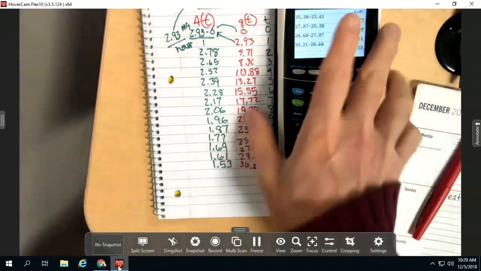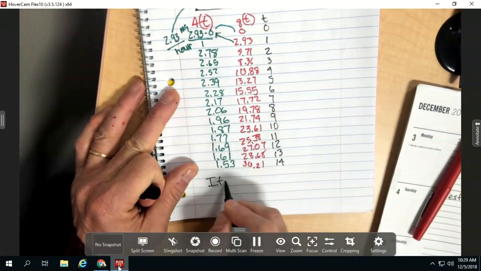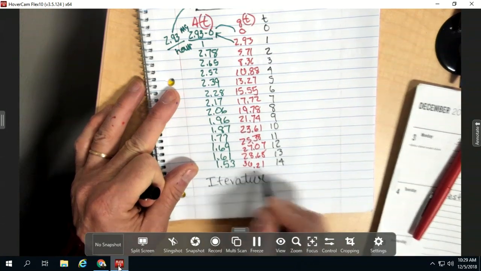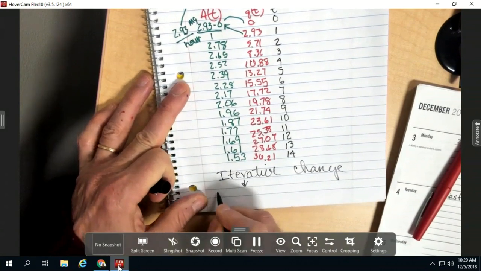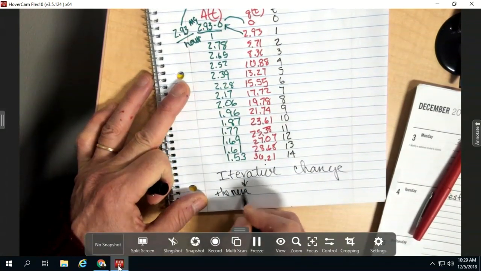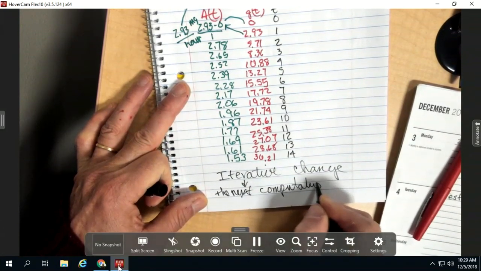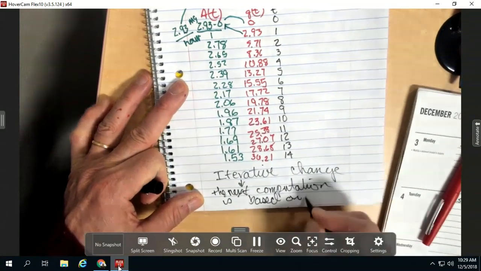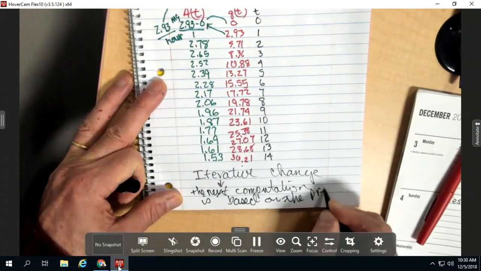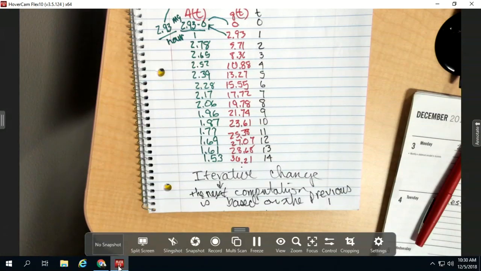Page 312. For part B, they're asking for something different. They're asking for an iterative change. Iteration means the next computation is based on the previous one.